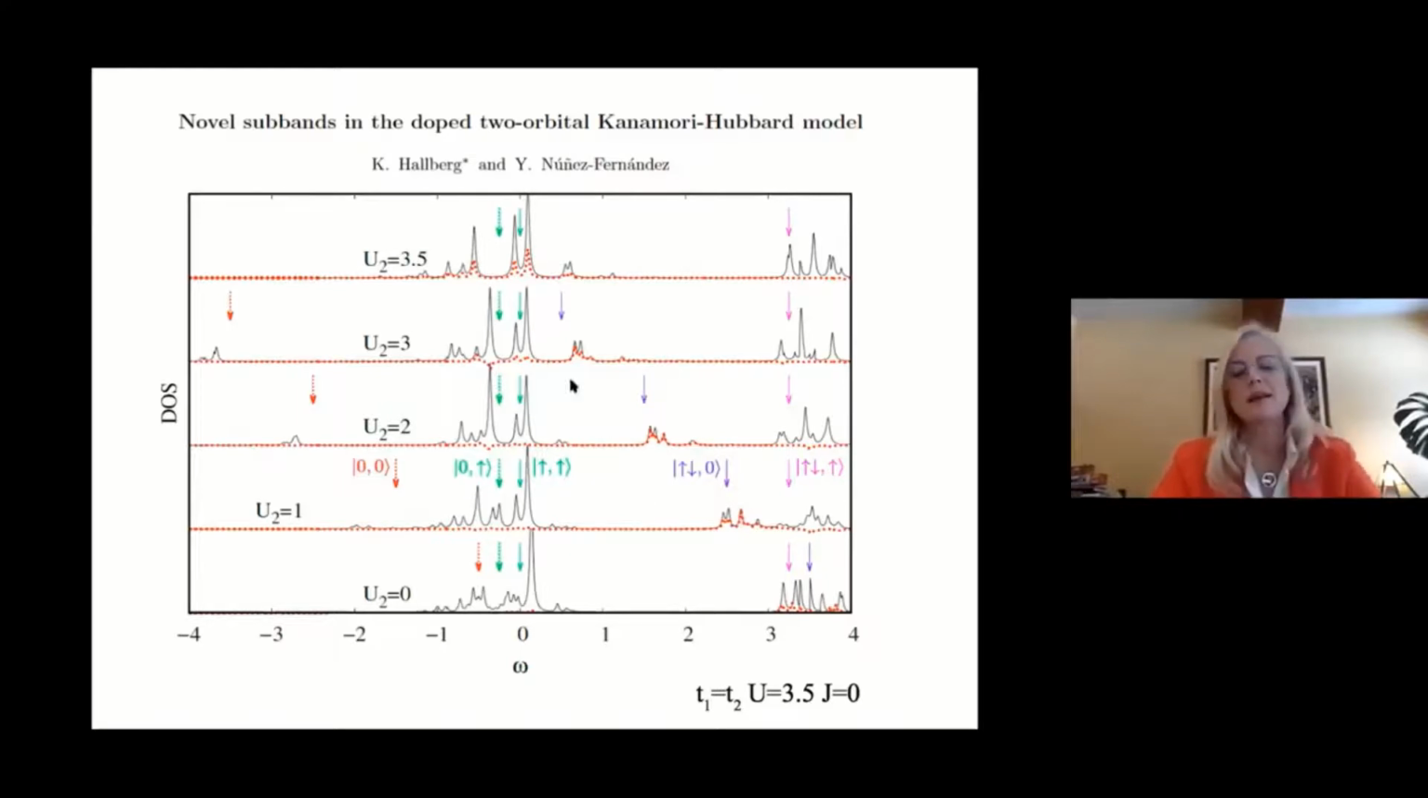So we find it interesting. We find very well-defined holon-doublon in-gap states within the two-orbital Kanamori-Hubbard model when we crank up U prime. This hasn't been seen with other methods before, and we hope that it can be also found now. We know that with other methods like NRG or even with exact diagonalization.